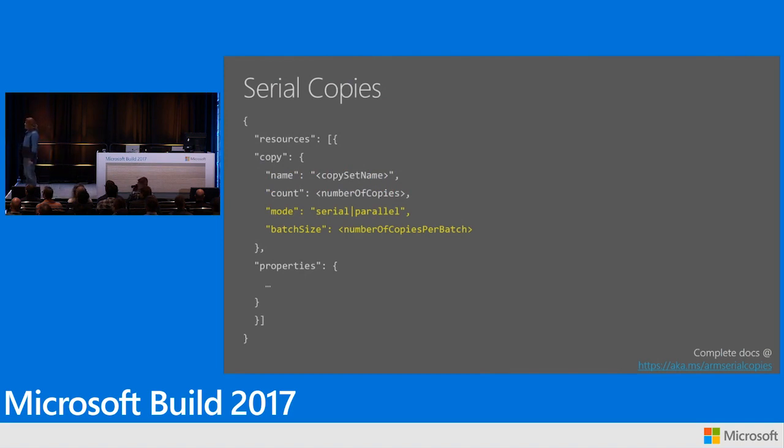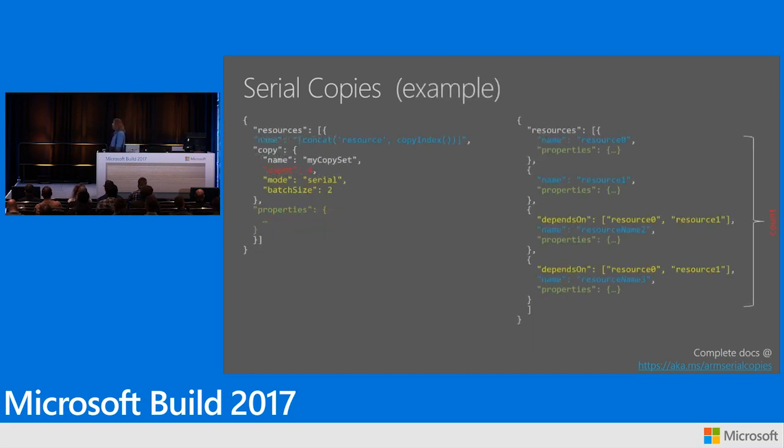So what we've added here is within the resource copy construct, there's now a new attribute, mode, which is serial or parallel. If you don't specify it, we default to parallel, which is the behavior today. And then you can define a batch size, which defines how many copies will be in each batch.